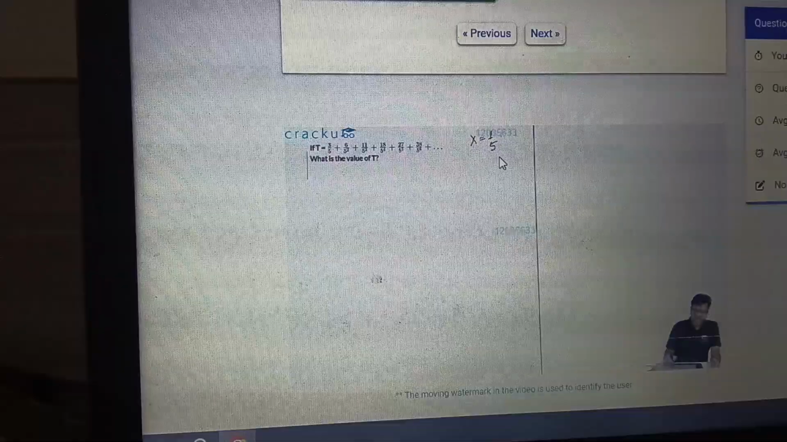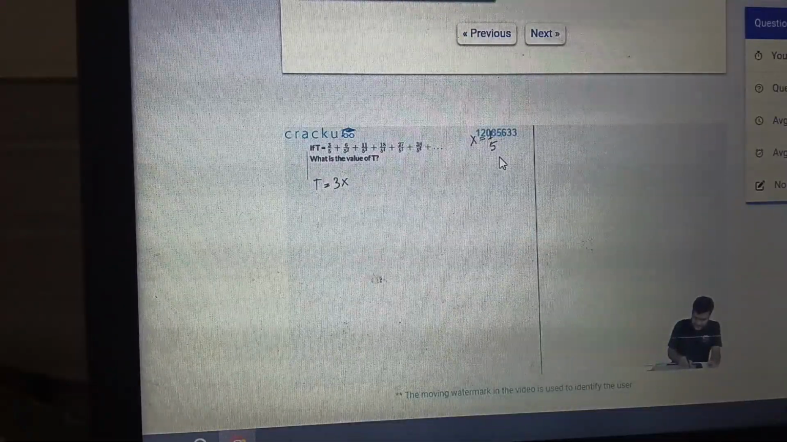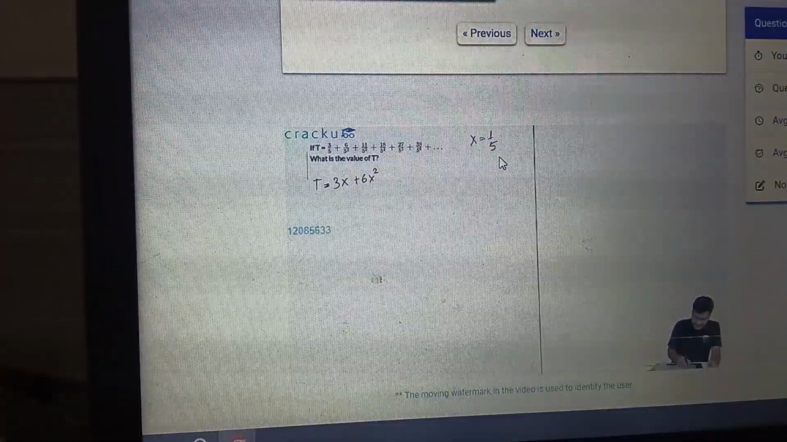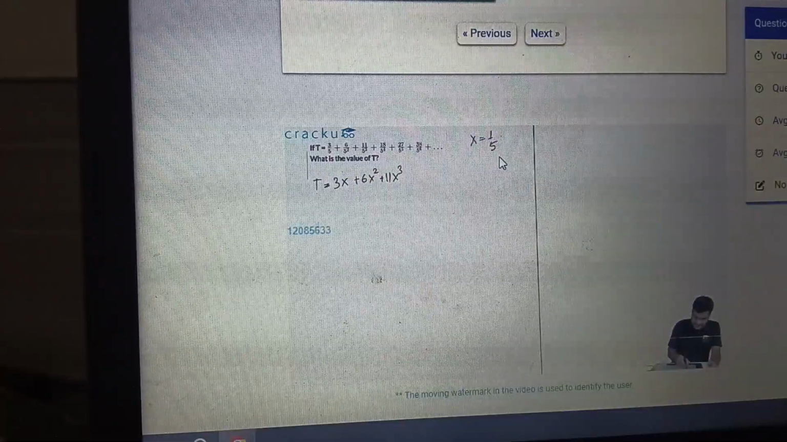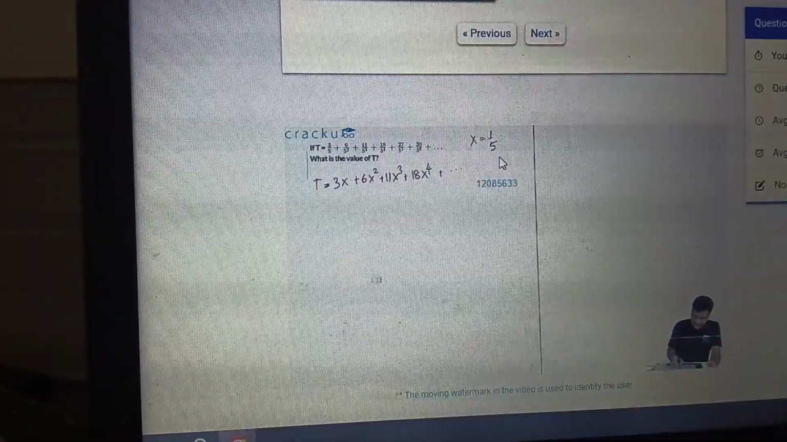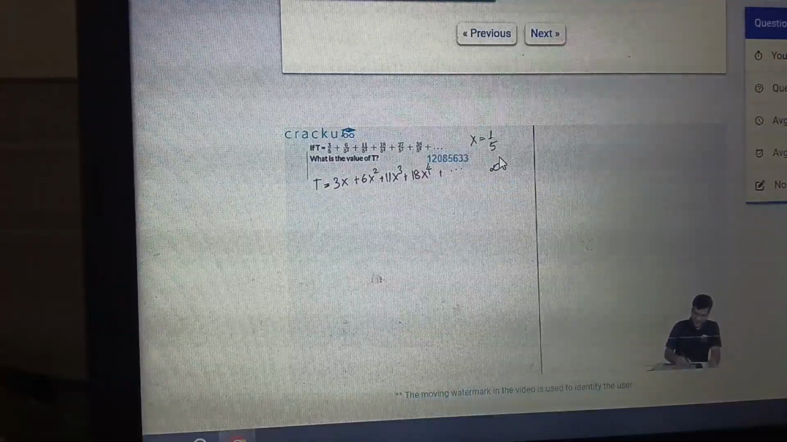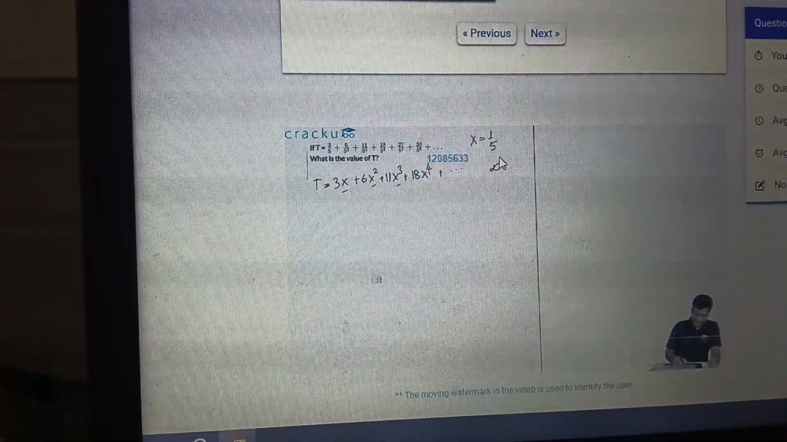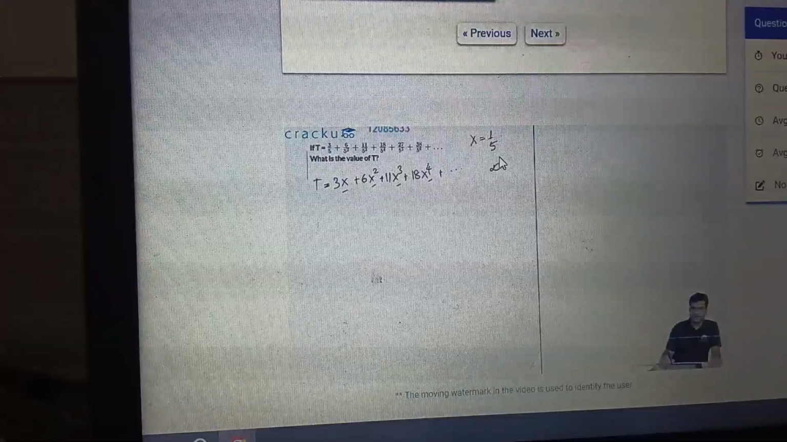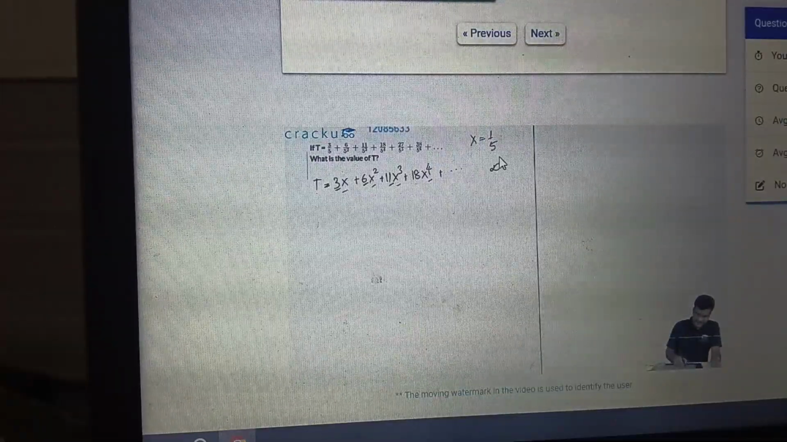So the value of t will become equal to 3x plus 6x square plus 11x cube plus dot dot dot plus 18x to the power 4 plus dot dot dot till infinity. So the coefficient of x is increasing by 1. Initially we had x, then we had x square plus x cube and dot dot dot. And now if you are looking only at the coefficient, the first coefficient is 3, then it is 6, then it is 11, then it is 18.